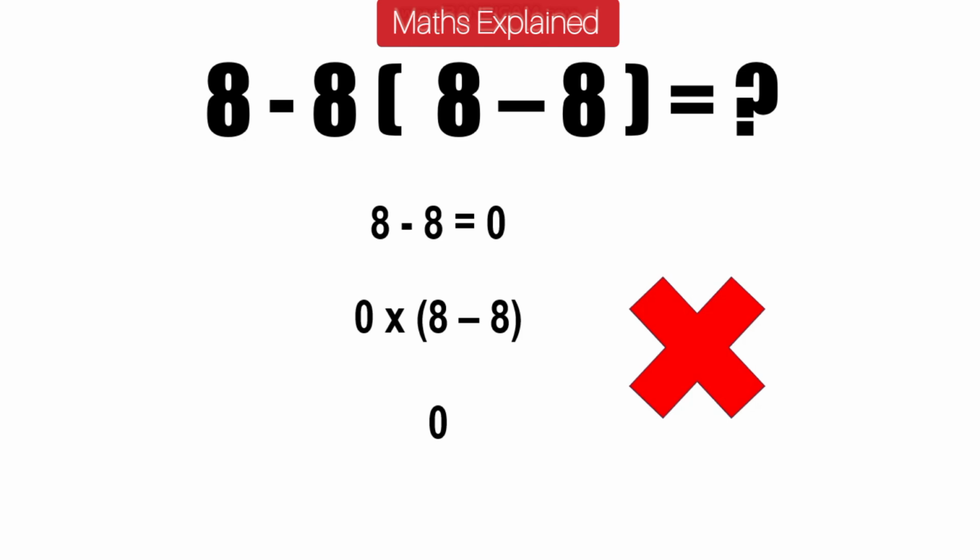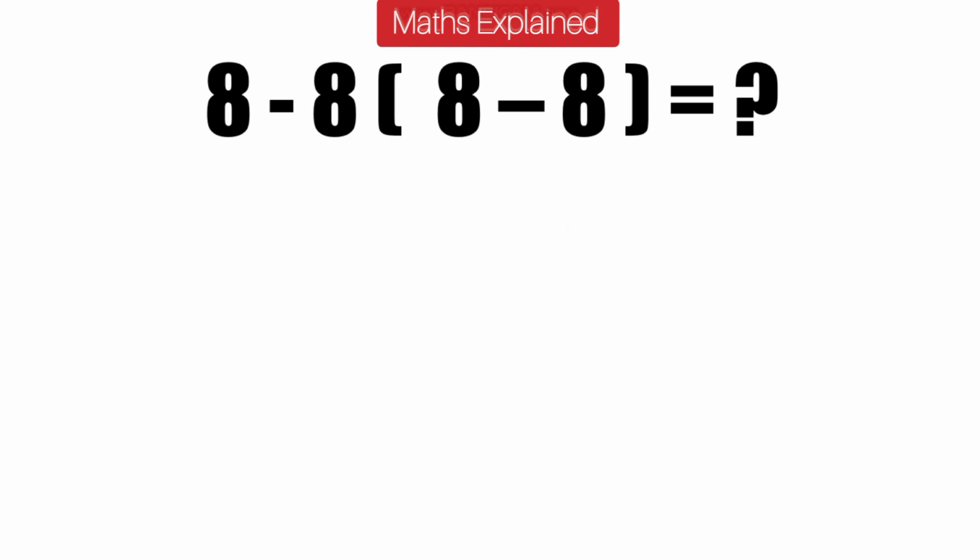Correct solution. Step 1. Start with the bracket. Always begin with what's inside the bracket. 8 minus 8 equals 0.